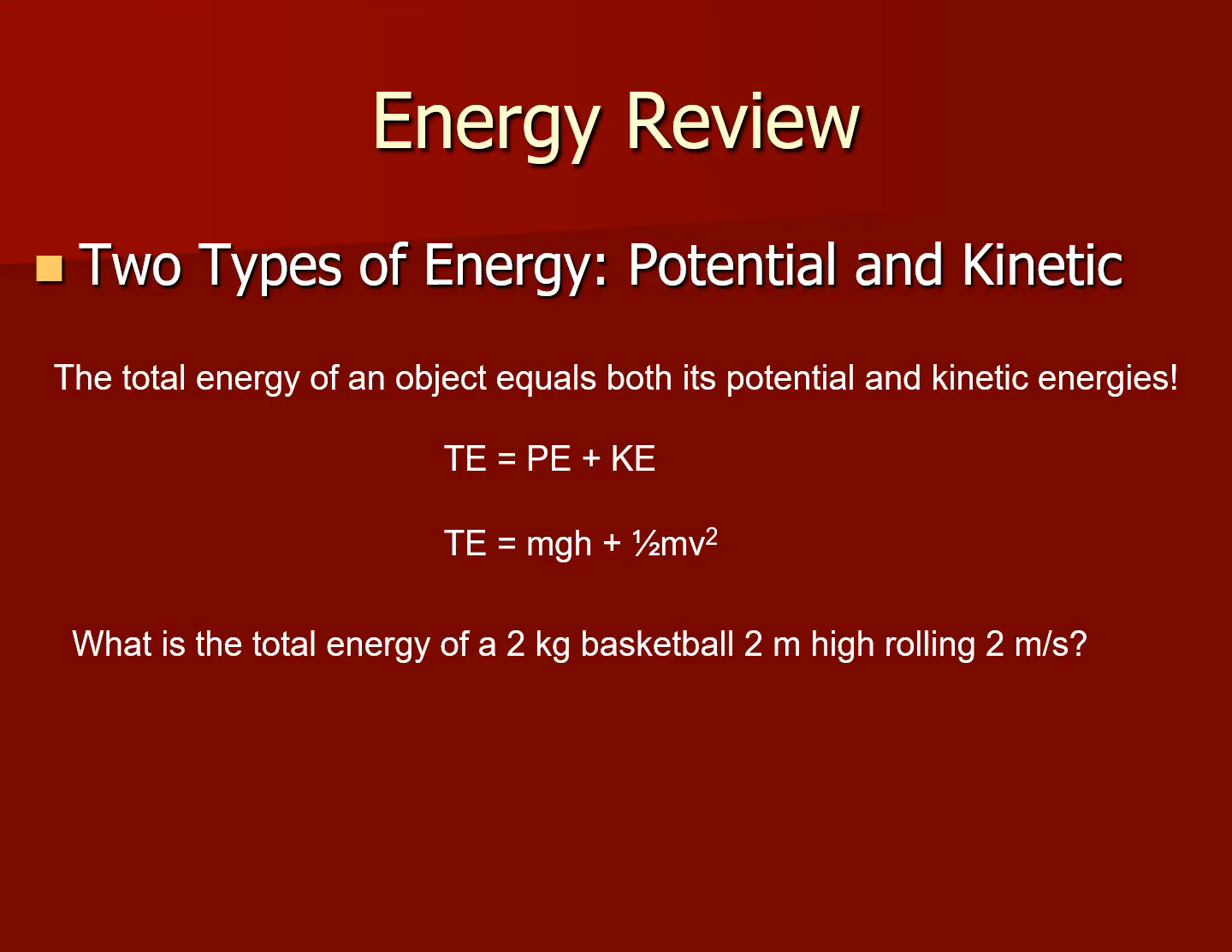Okay, so quick review. We have two types of energy that we've been talking about, potential and kinetic. When I say potential energy, I mean the energy of position, height, where it is. Potential energy is essentially how high the object is, how much potential it has to fall. Kinetic energy is the energy of motion. So this is just a quick recap. I ended last time by saying that the total energy equals the potential energy plus the kinetic energy, and I solved problems out like that.